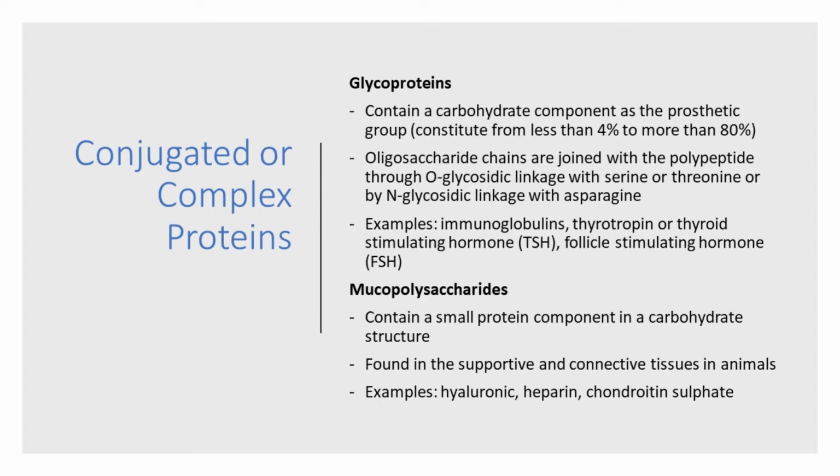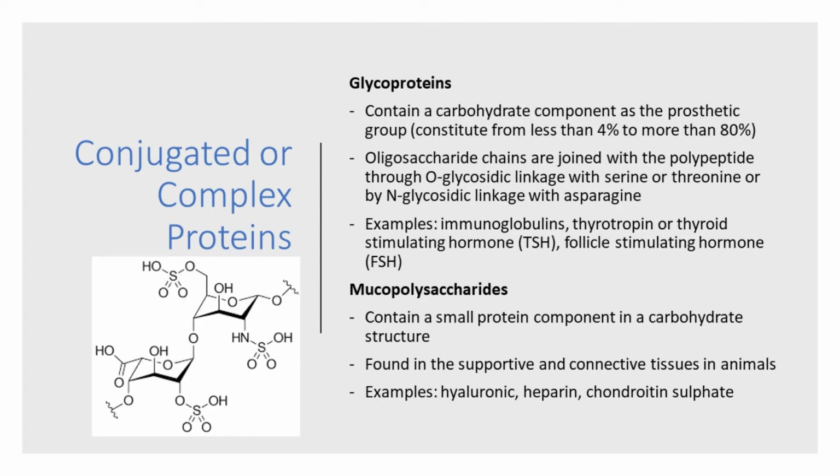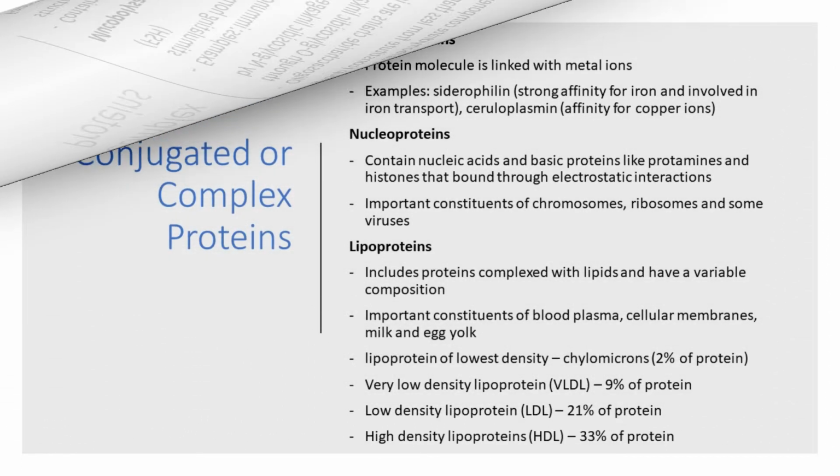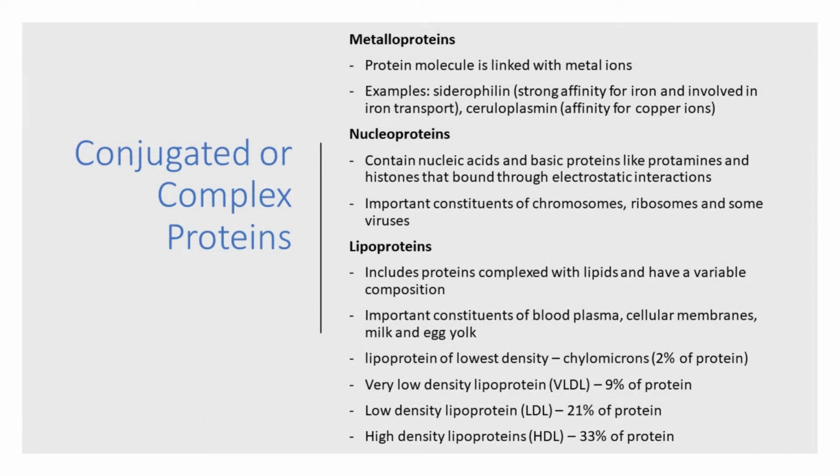Mucopolysaccharides. Contain a small protein component in a carbohydrate structure. Found in the supportive and connective tissues in animals. Examples like hyaluronic acid, heparin, and chondroitin sulfate. Metalloproteins. Protein molecule is linked with metal ions. Examples: siderophilin, strong affinity for iron and involved in iron transport; ceruloplasmin, affinity for copper ions.